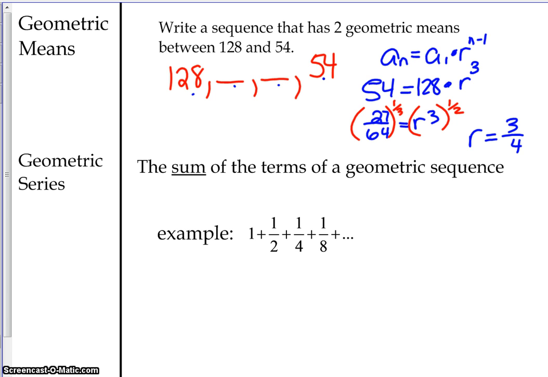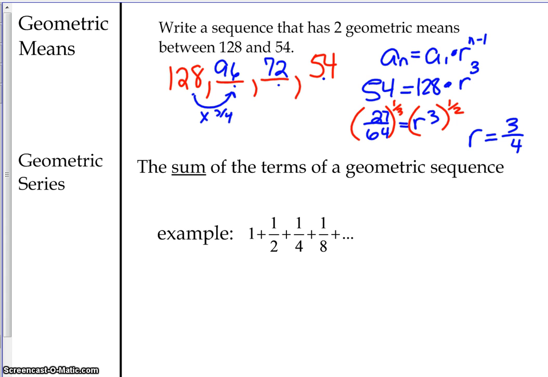Well, if our r is 3/4, what I need to do is just take 128 times 3/4 here. So, excuse me, 128, sorry, times 0.75 is 96. 96 times that 3/4, or 0.75, is 72. And then hopefully 72 times 0.75, just to check myself, is 54. So I'm on the right track.